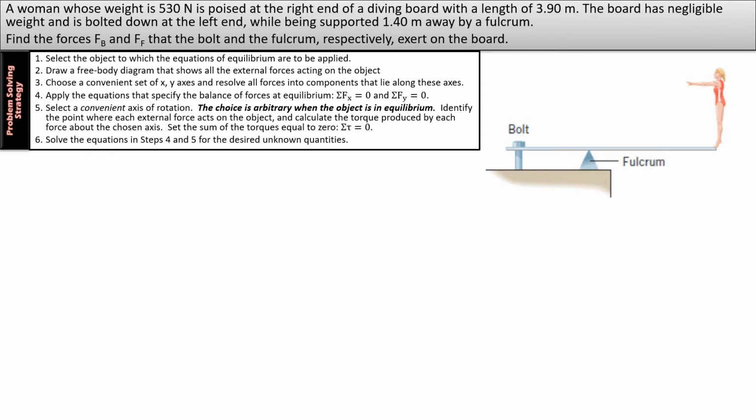Didn't try it yet? Maybe pause the video here because I have the steps all laid out for you. What's step number 1? It says select the object to which the equation applies. We said before we're going to do the board. And then step 2 is we're going to draw the free body diagram for the board.